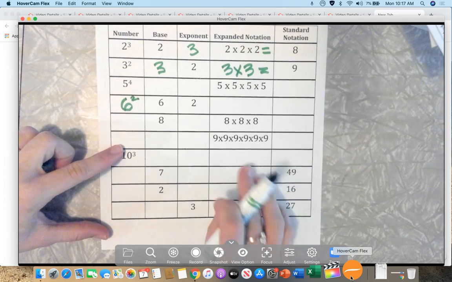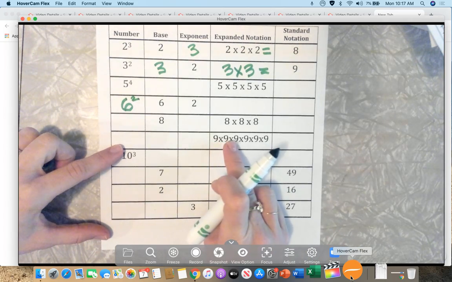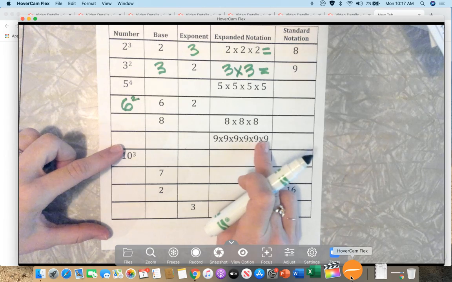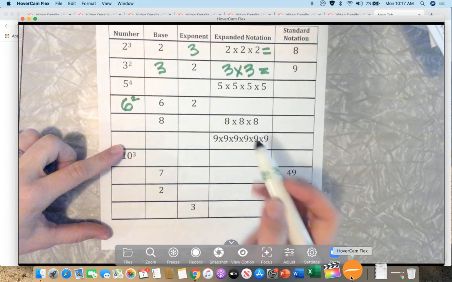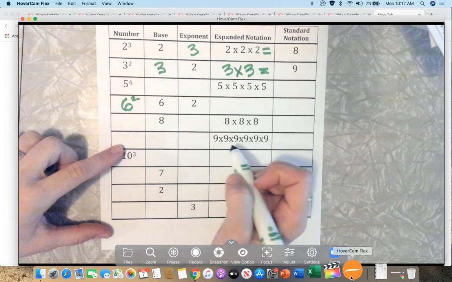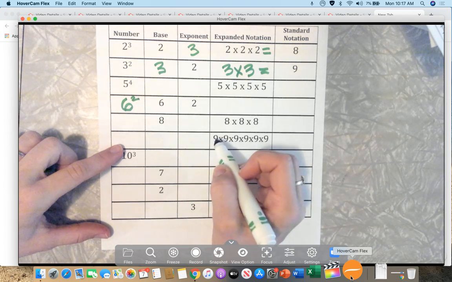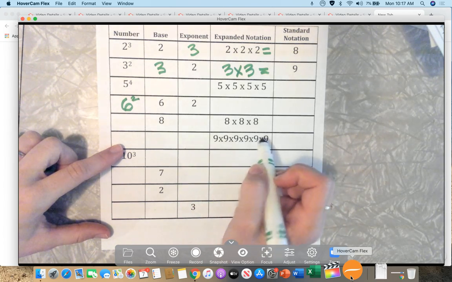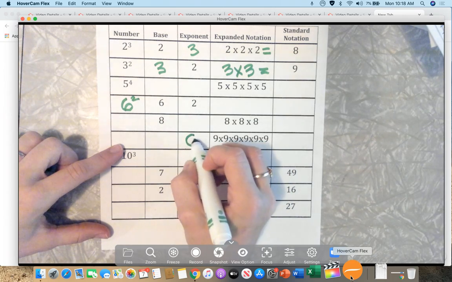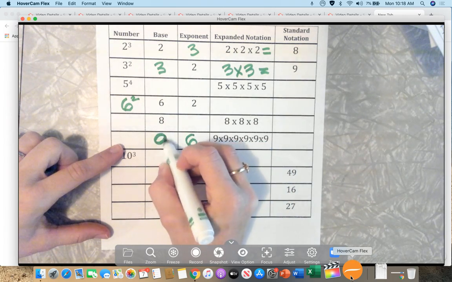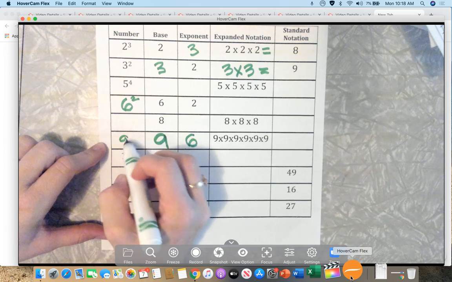Let's go down to here. I have a 9 times 9 times 9 times 9 times 9 times 9. Holy moly. Okay, so we're working backwards. Let's see. How many 9s are there? That'll give us the exponent. 1, 2, 3, 4, 5, 6. So there's 6 9s. So how do we write that? 9 to the 6th power.